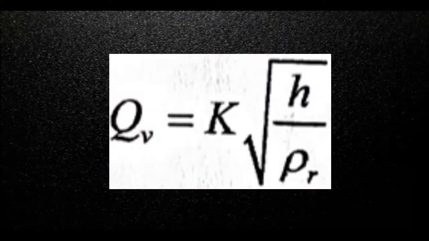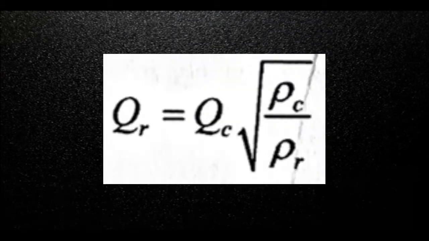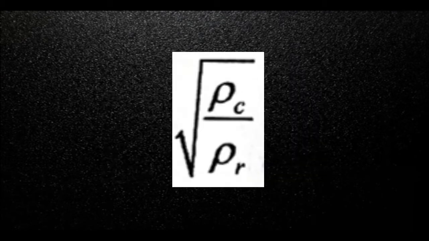We have that the real flow is calculated with this formula and the flow rate with this other, being Pc the density that was taken to calculate the diaphragm. Then the calculation of the real flow based on the flow rate with the correction factor would be like this, being this the correction factor. In the case of liquids, it is easy to make the correction because it is easier to measure the real density. In the case of saturated steam, it is enough to know its temperature or pressure using tables. The same if it is overheated.